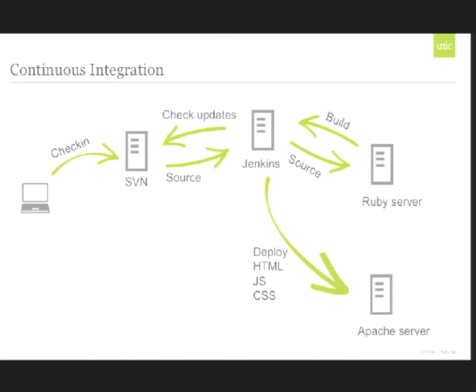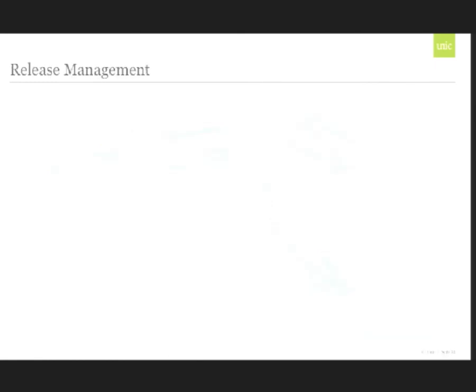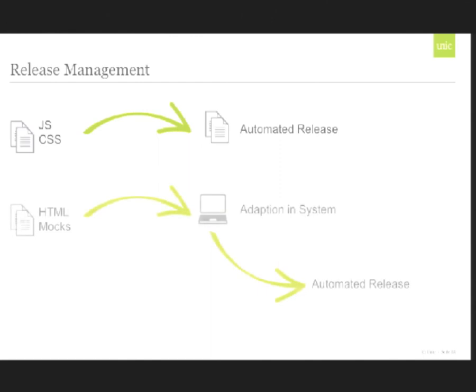So this is about our daily process, but one day we have to release that web application. And in my project, that's pretty often because the customer is really complicated. So we have some files like JS and CSS. They are built and minified and ready to release, no problem. But then we have our HTML and mocks, and they have to be integrated manually in the backend.